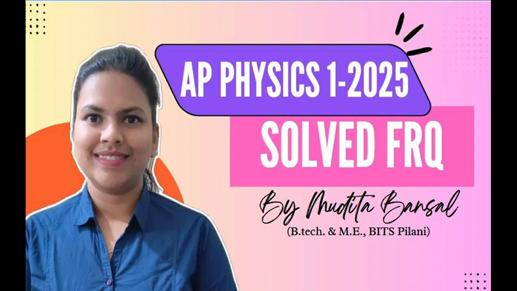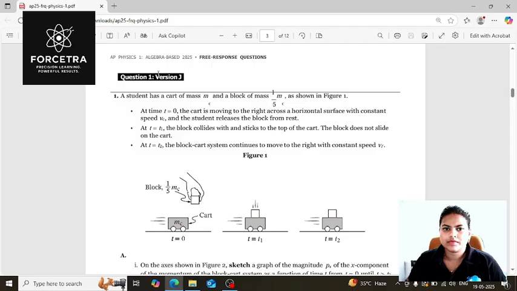In this video we are going to solve the AP Physics 1 free response questions that were asked in 2025. So let's begin. This is question number 1, version J.